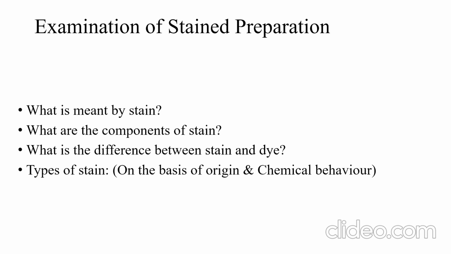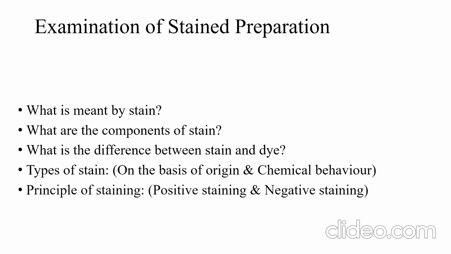Positive staining means the organism will be acidic in nature. The dye that we use will be basic in nature. So the organism will take up the stain, not the background. Whereas in negative staining, the organism is acidic in nature and the dye that we use is also acidic in nature. So they will repel each other, the background will be stained, and the organism will not be stained.